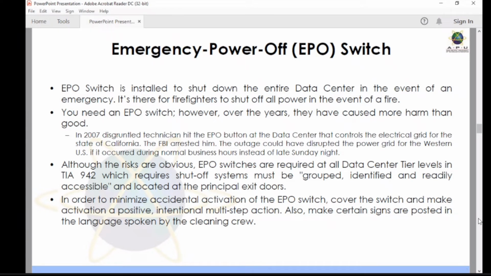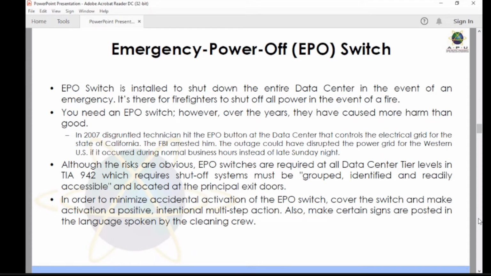In 2007, a disgruntled, which means unsatisfied, technician hit the EPO button at the data center that controls the electrical grid for the state of California. He is pulling the EPO switch of the grid that controls the full state of California. Okay, he pulled the EPO switch. Then the FBI arrested him.